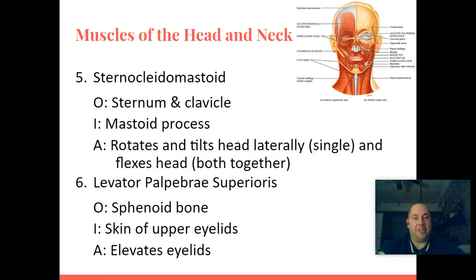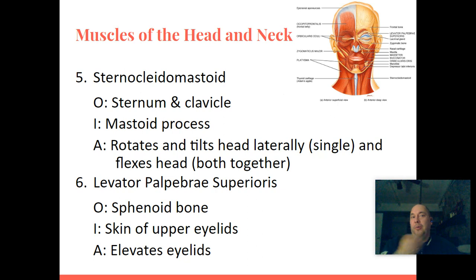It's named after its origin and insertions. It has its origins on the sternum and clavicle, so the collarbone and the breastbone, and then its insertions on the mastoid process, which is behind the ear. And so this is the muscle that makes you turn your head. So when your right sternocleidomastoid contracts, it makes you look to the left. When your left sternocleidomastoid muscle contracts, it makes you look to the right.